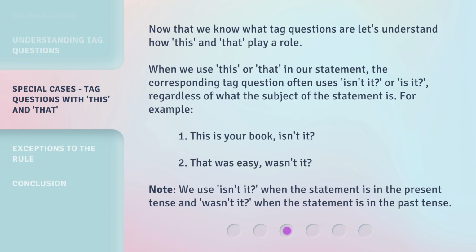Now that we know what tag questions are, let's understand how this and that play a role. When we use this or that in our statement, the corresponding tag question often uses isn't it or is it, regardless of what the subject of the statement is. For example, 1. This is your book, isn't it? 2. That was easy, wasn't it? Note, we use isn't it when the statement is in the present tense and wasn't it when the statement is in the past tense.